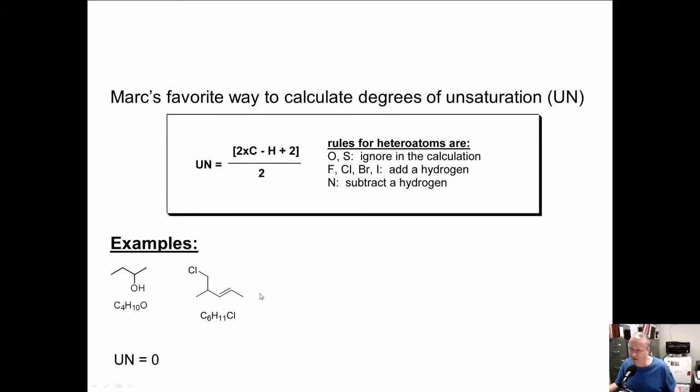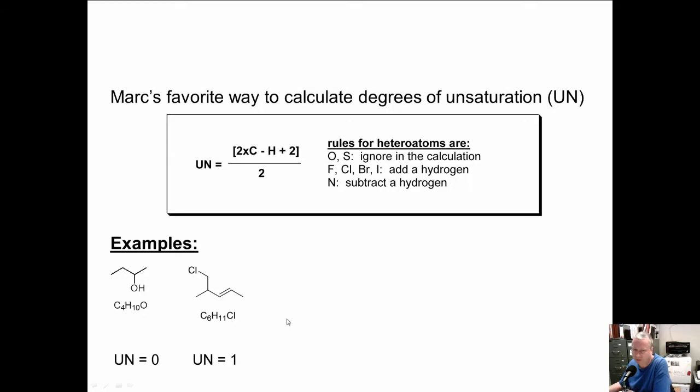All right, C6H11Cl. What do we do with Cl? We replace the 11 with 12, right? We add a hydrogen. So it's now C6H12. Okay? So 2 times 6 plus 2 is 14. 14 minus 12 is 2, right? 2 divided by 2 is 1, right? So we got our UN equals 1, okay?